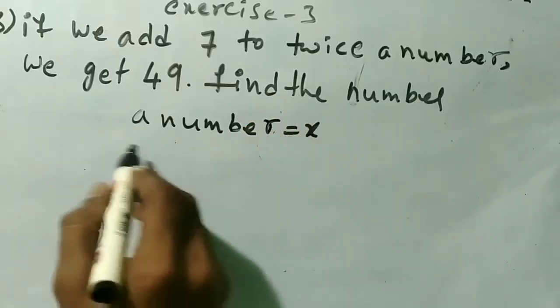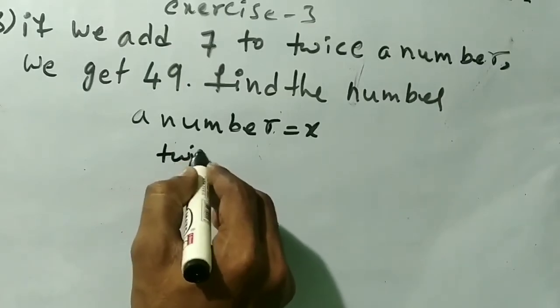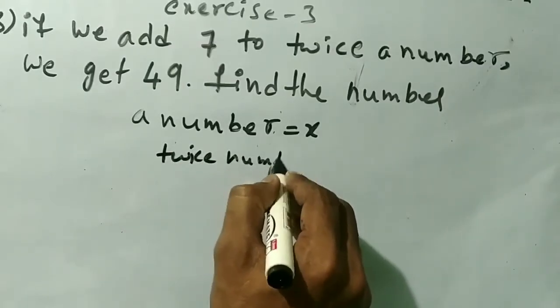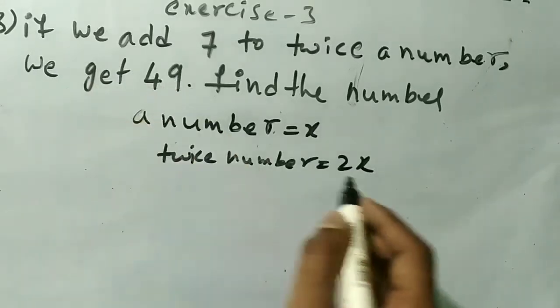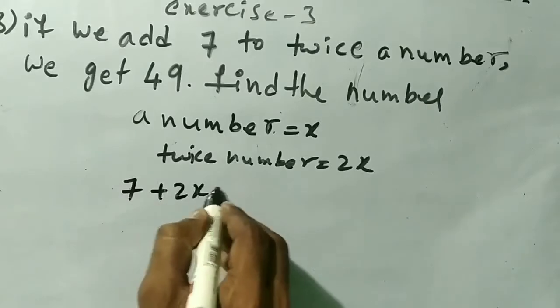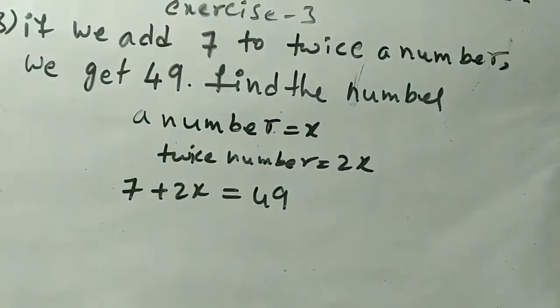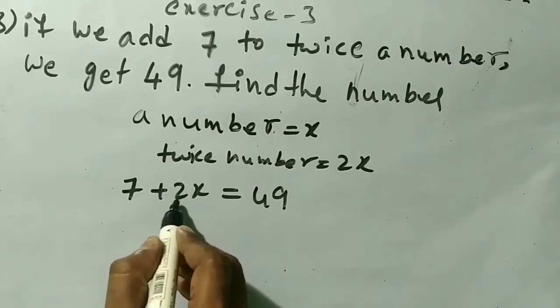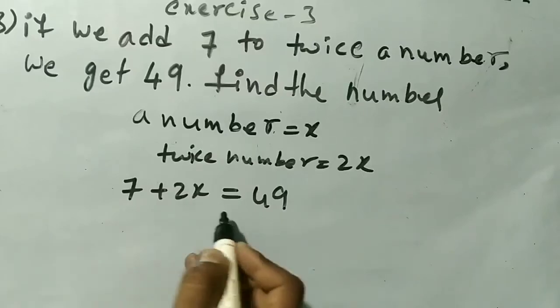A number is equal to x. He said twice a number, which becomes 2x. If we add 7, then 7 plus 2x is equal to 49. So 7 plus twice a number, where the number is unknown. We can get that easily.